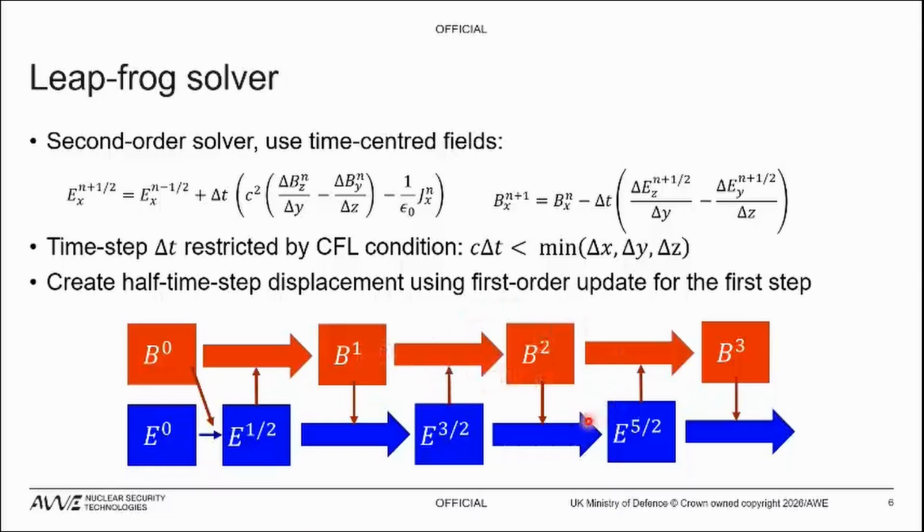And this sort of leapfrogging scheme works. The only place it fails is in this very first B update, where you have to go to the half step of the electric field using the initial step of the magnetic field.